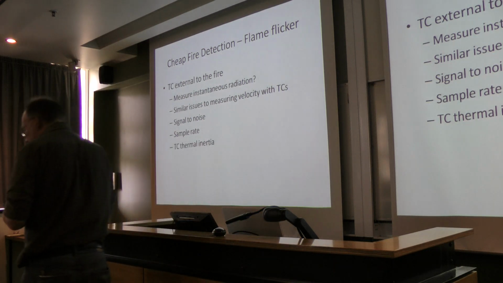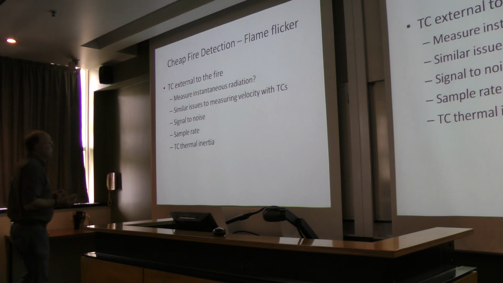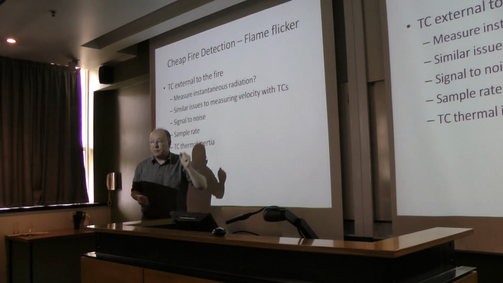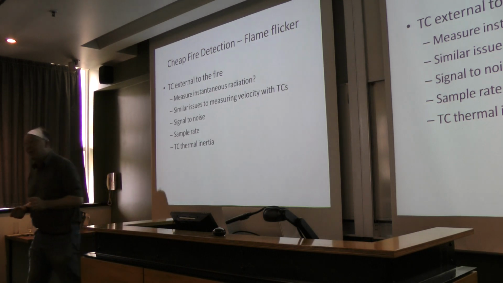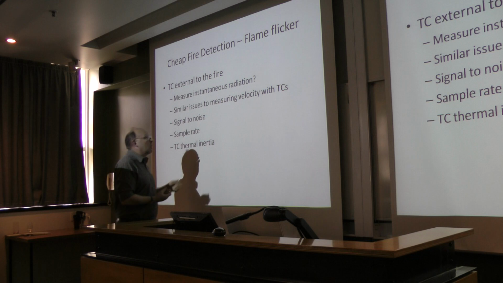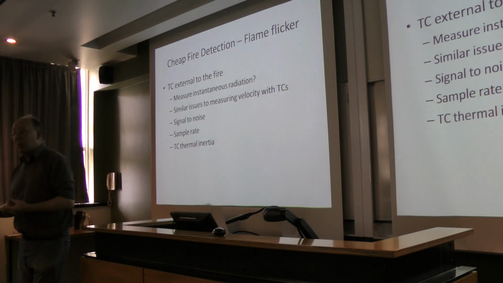Okay, so the basic idea that I'm running with is I've got a thermocouple external to the fire. The nirvana is measuring the instantaneous radiation, which I'm not going to be able to do. But to get some handle on that radiation field is the idea. It's a similar sort of problem to measuring the velocities. I've got to log quickly. I've got to have low thermal inertia.